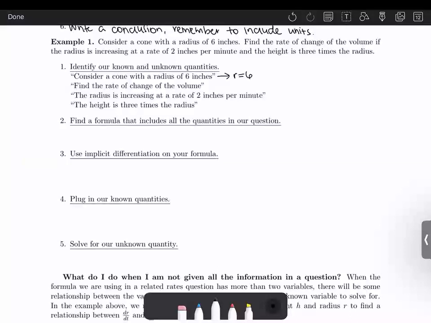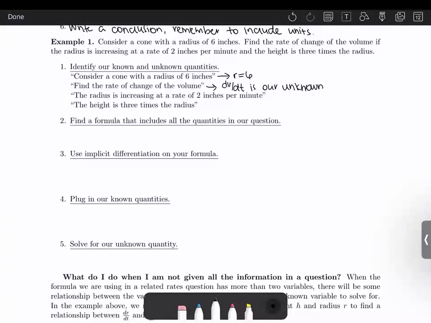Next, we are asked to find the rate of change of the volume. So this is going to tell us that dV/dt is our unknown, because we're asked to find the rate of change of the volume. So we know that the volume is changing, so that V is on top. And we know that all of our rates are with respect to time, so we know it's dV over dt.